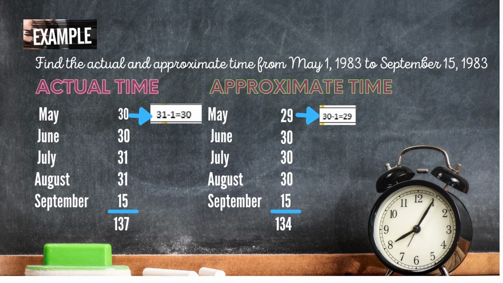For the approximate time, since all months must have only 30 days, here we also have to deduct 1 from 30, which gives you 29. So May is 29, and then from June until August, you must put 30 days only. The last month is September 15. So you have to add all of those days, and that would give you 134 days.